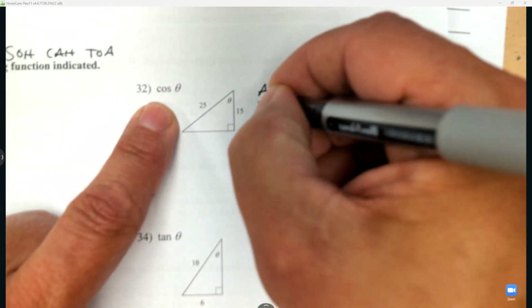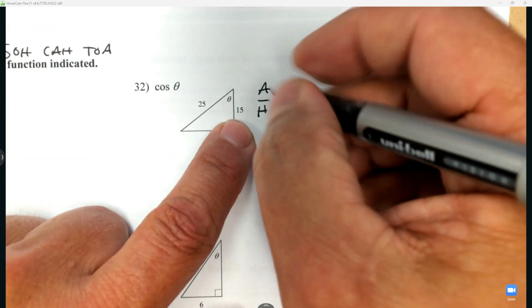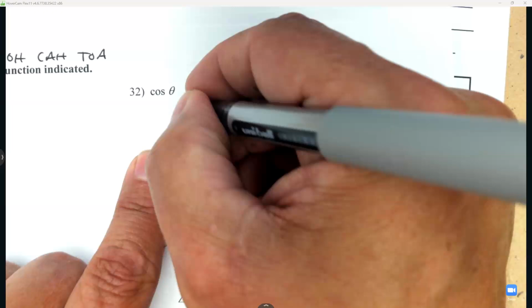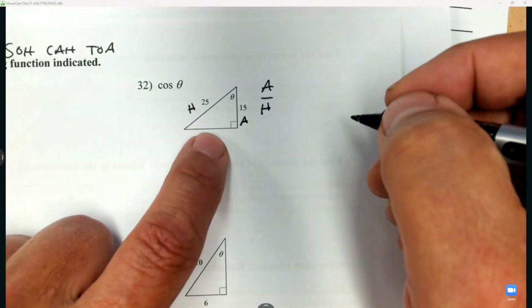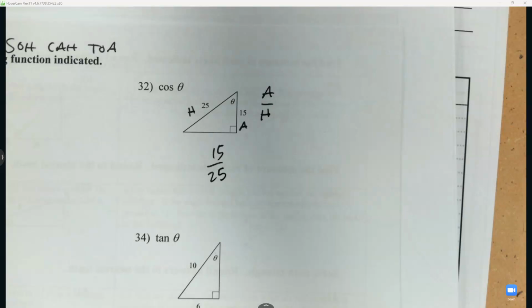Cosine is adjacent over hypotenuse. From this angle, the adjacent side is right beside it, and the hypotenuse is the longest side. Again, I have the two sides I need. So the answer is 15 over 25.